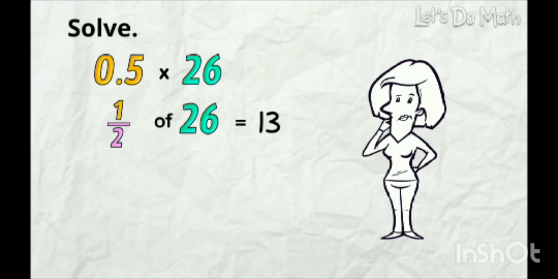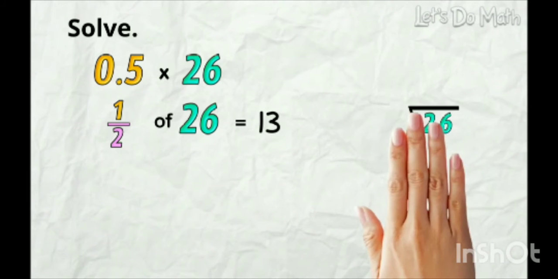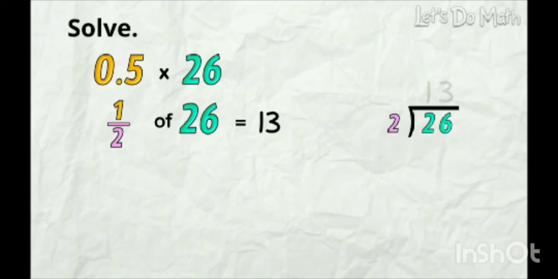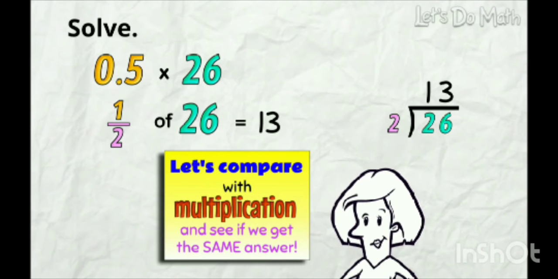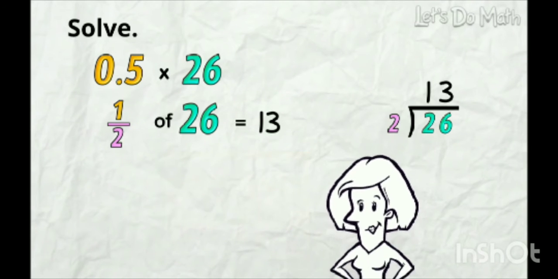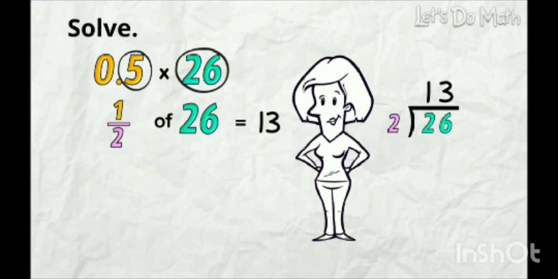If I did this on paper, I'd do 26 divided by 2. Now let's compare that with multiplication and see if we get the same answer. We want the significant figures 5 and 26.